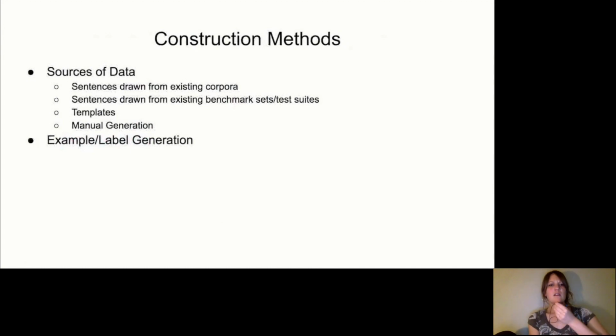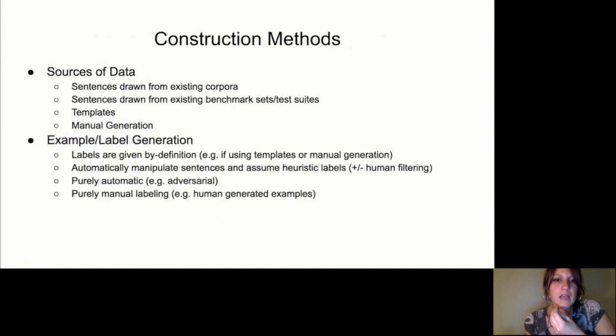And so, sources of data. The one nice thing about this area of work is there's a lot of creativity and a lot of variety in what people are doing. There are lots of common strategies. One is to draw sentences from existing corpora or existing data sets. A lot of work has begun with that, just drawing naturally occurring sentences or finding existing data sets and manipulating them and reframing them into challenge sets. But then there's also a lot of work on using some kinds of templates or manual generation to construct the kinds of sets we're interested in.